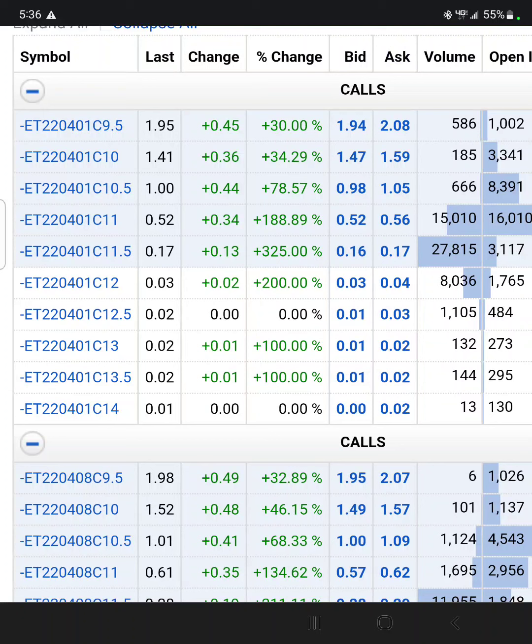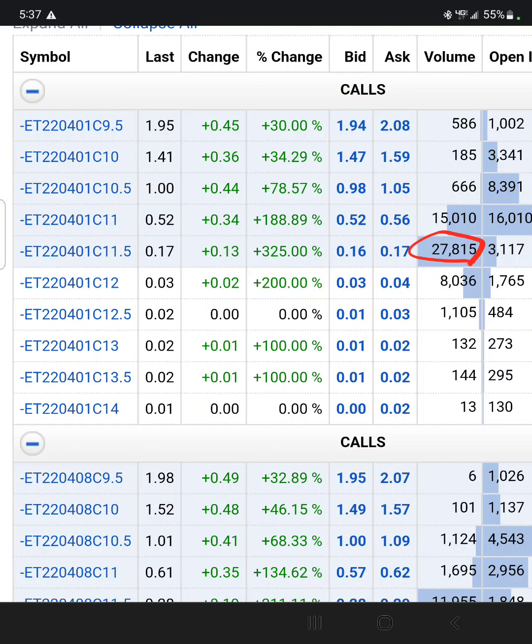So essentially what you're looking at is the ticker, right here, okay, and then the expiration date of 2022, April 1st, and it's a call of $11.50. And right now, because it's grayed out a little bit, it means that it's in the money, meaning that the current stock is trading at or above $11.50. So if you see right here, the volume says 27,815 of these contracts have traded hands.